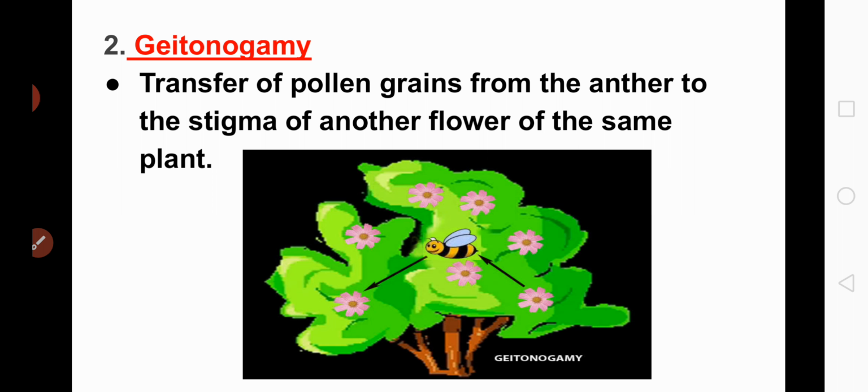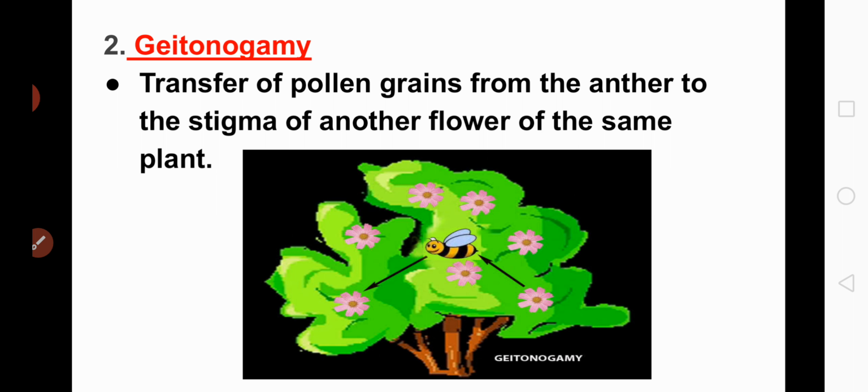So that is about the first type of pollination, that is autogamy. Coming to the second type, which is called geitonogamy, which means the transfer of pollen grains from the anther to the stigma of another flower of the same plant.